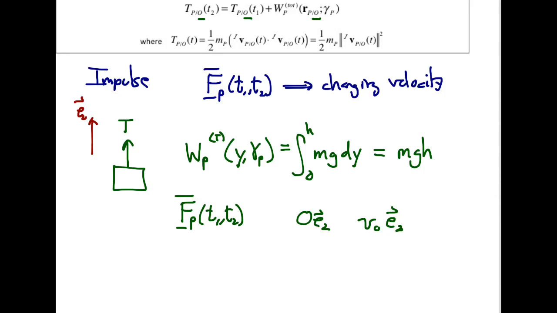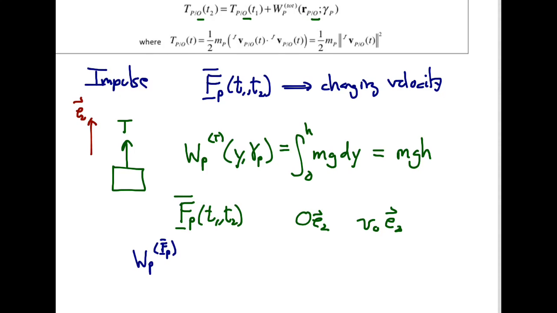And so now that we have a work-energy relationship that's based on speed, we can find what the work done on that particle P due to the impulse to obtain that initial speed. So this is over that small period of time. And that's going to be equal to the kinetic energy at time 2 minus the kinetic energy at time 1.